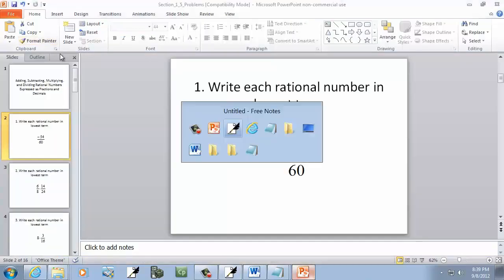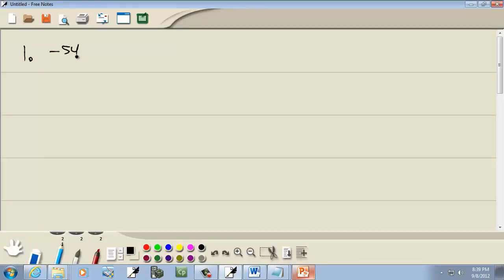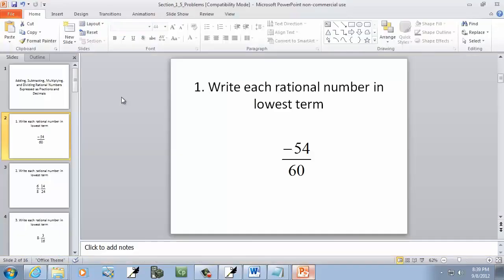So we've got negative 54 over 60. Now remember, what we do is we look at top and bottom, and we look for the largest number to divide into both of those. Well, these are both divisible by 6. So I'll take negative 54 divided by 6, and 60 divided by 6. That gives us a negative 9 up on top, and down below, 60 divided by 6 gives us 10. So our answer is negative 9/10.